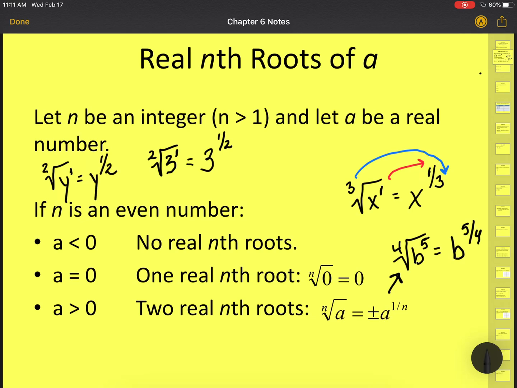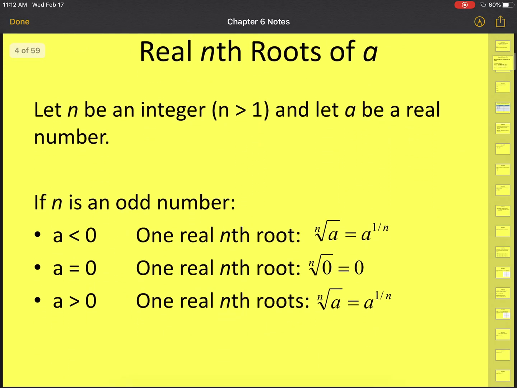And there we go. So this was just talking about if your index is even and it's greater than 1, and talking about the circumstances of what's underneath your radical. Is it less than 0? Is it equal to 0? Or is it greater than 0?